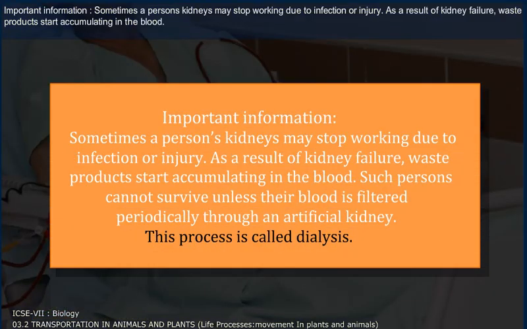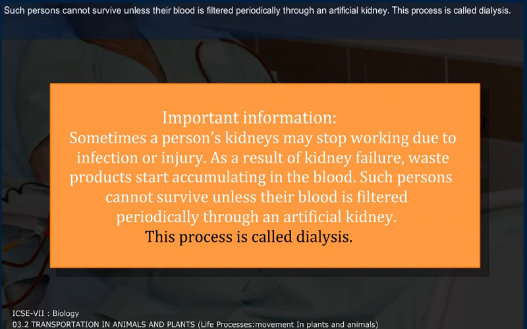Important information. Sometimes a person's kidneys may stop working due to infection or injury. As a result of kidney failure, waste products start accumulating in the blood. Such persons cannot survive unless their blood is filtered periodically through an artificial kidney. This process is called dialysis.